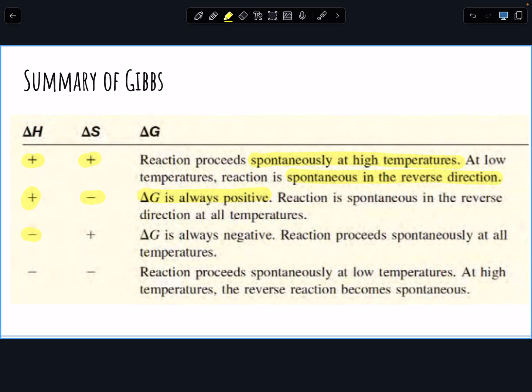And then if I have a negative delta H and a positive delta S, my delta G is always negative. The reaction is going to be spontaneous at all temperatures. And then if I have a negative and a negative, my reaction will proceed spontaneously only at low temperatures. At high temperatures, my reverse becomes spontaneous.